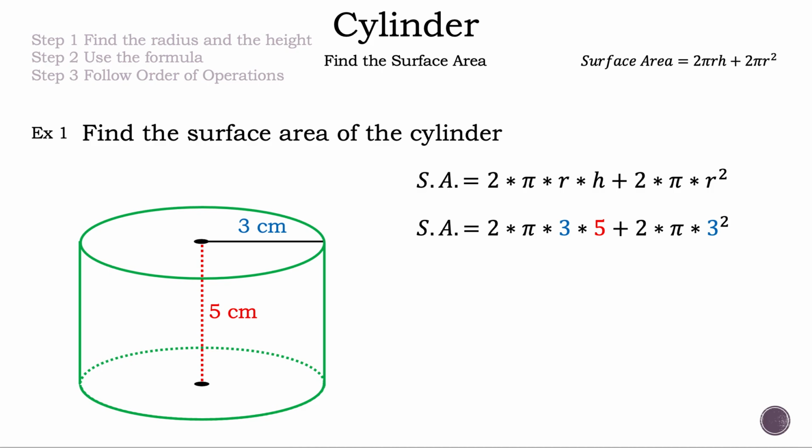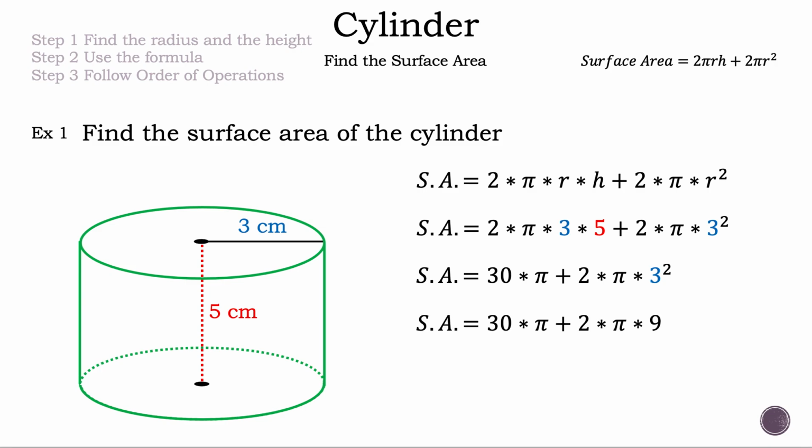Now let's follow the order of operations. We're going to multiply 2 times 3 times 5, and the result of that is 30. So now we have surface area is equal to 30 times pi plus 2 times pi times 3 squared. Now we square the 3, and 3 squared is 9. So now we have surface area is equal to 30 times pi plus 2 times pi times 9. Let's multiply that 2 into 9. That gives us 18. Now we have surface area is equal to 30 times pi plus 18 times pi.